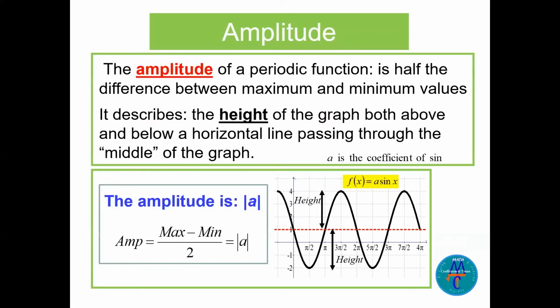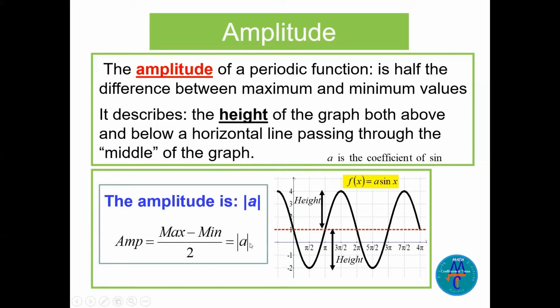Amplitude: this is the definition, the formula, and the graph to see the idea of amplitude. So the amplitude, when you see the word amplitude, is half the difference between the maximum and the minimum. If you have a graph, take the maximum value, let's call it max. Take the minimum value, minus min. Divide by 2, and you will get a number we call the amplitude.